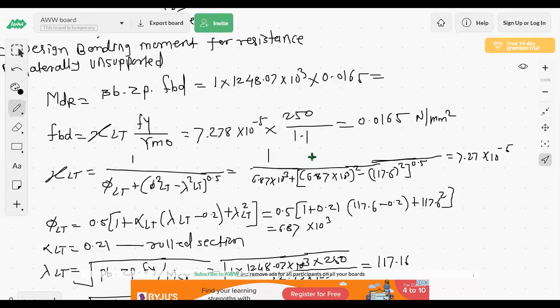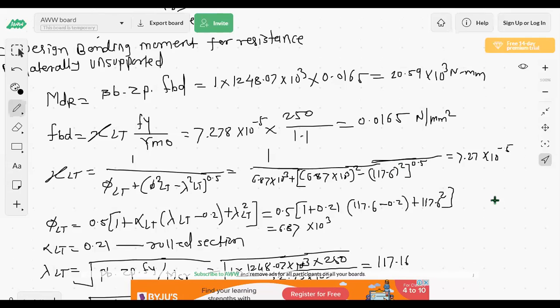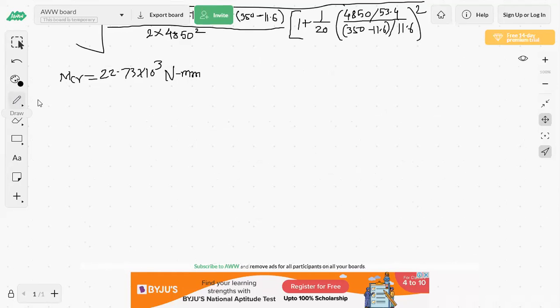20.59 into 10 raised to 3 Newton mm. Okay. So what is EMD? So we have to check for BM. At that time MDR should be greater than MD. Is it coming, or something wrong?